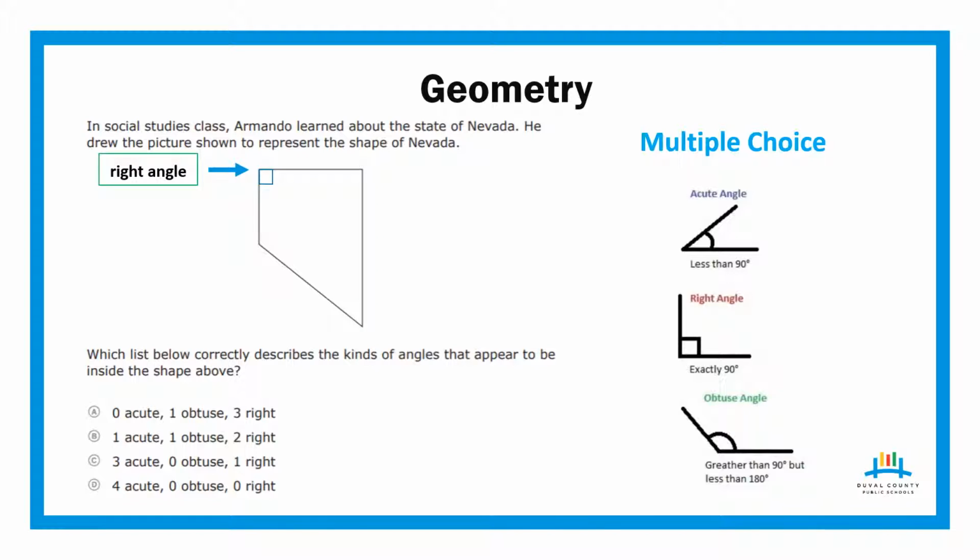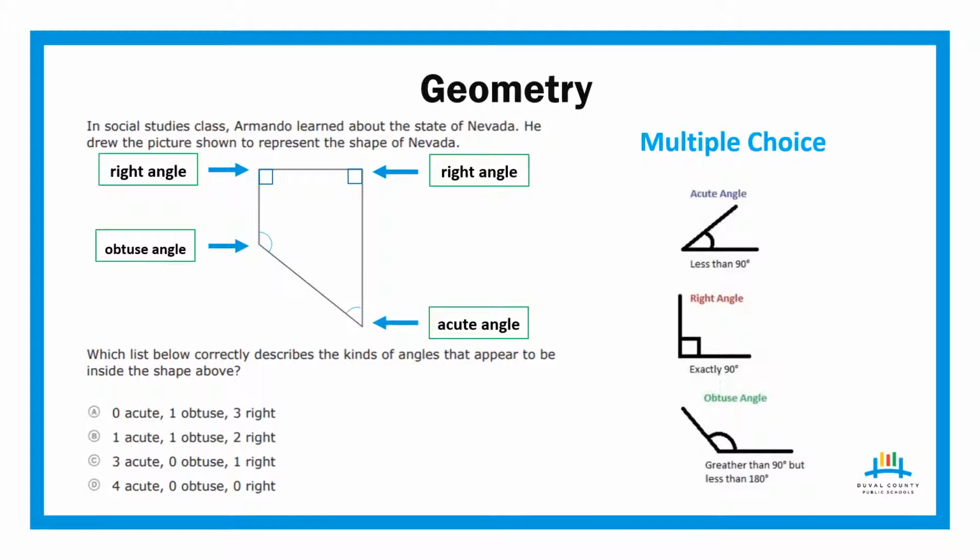This angle is a right angle because it measures exactly 90 degrees. And this angle is an obtuse angle because it measures greater than 90 degrees but less than 180 degrees. This angle is also a right angle because it measures exactly 90 degrees. And this angle is an acute angle because it measures less than 90 degrees. So Armando's shape has 1 acute angle, 1 obtuse angle, and 2 right angles.